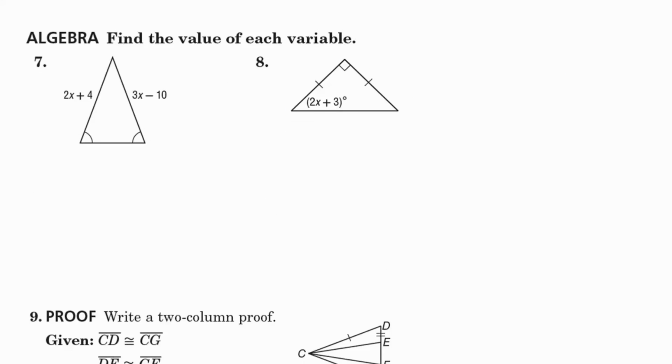Want to find the value of each variable. Since the 2 angles here are congruent to each other by the converse of the isosceles triangle theorem, we know that this segment is congruent to this segment. So 3x minus 10 equals 2x plus 4. X minus 10 equals 4. So x equals 14.